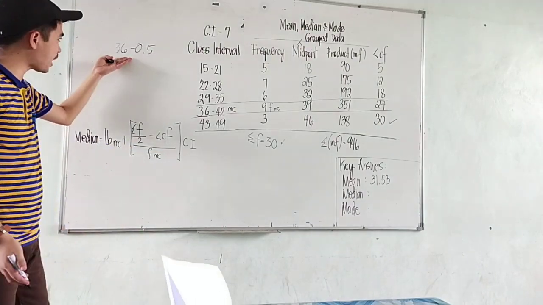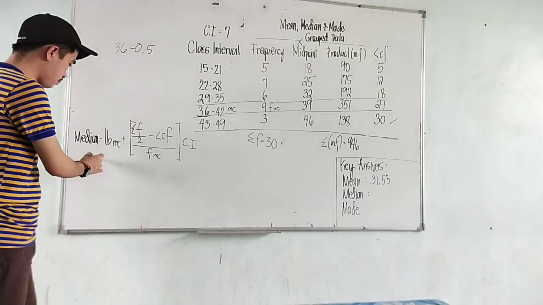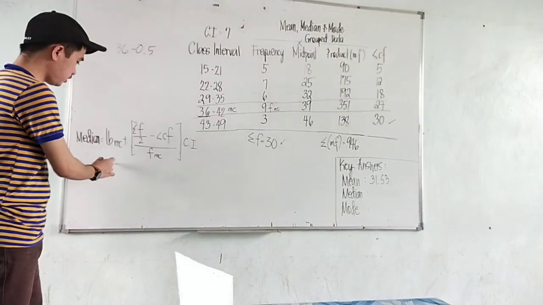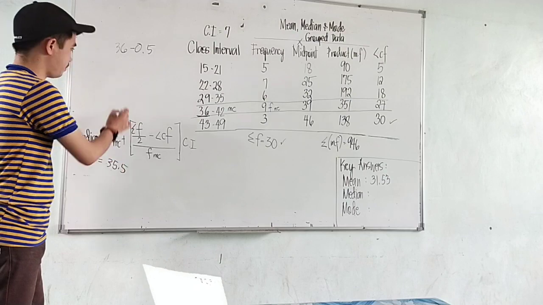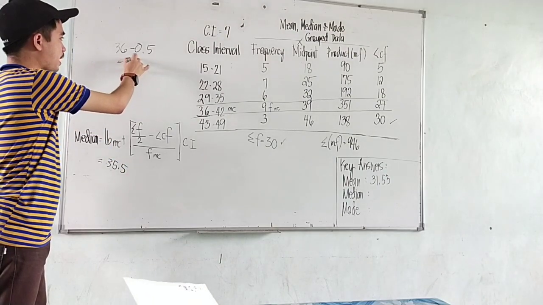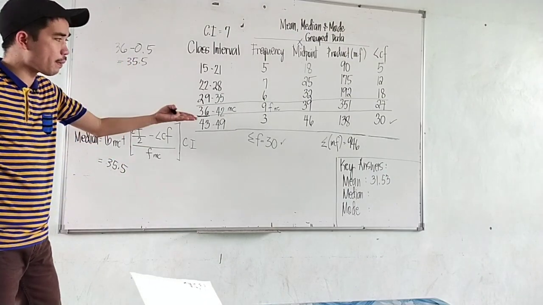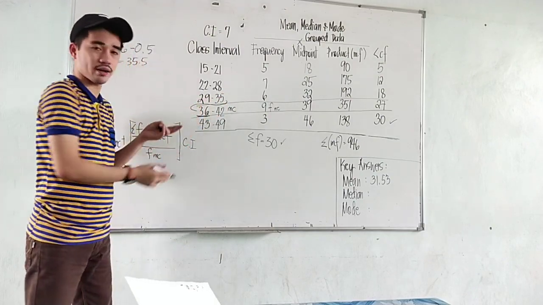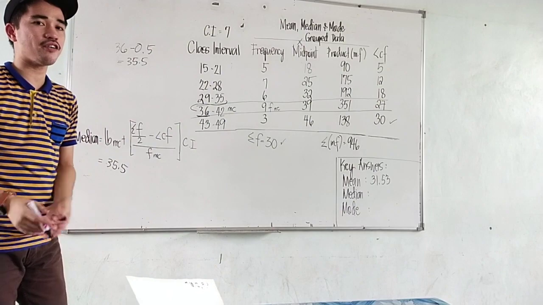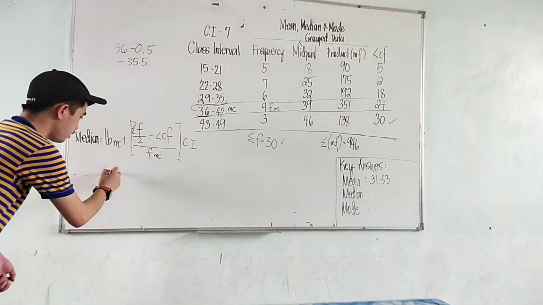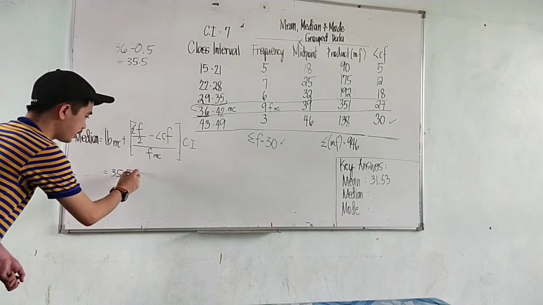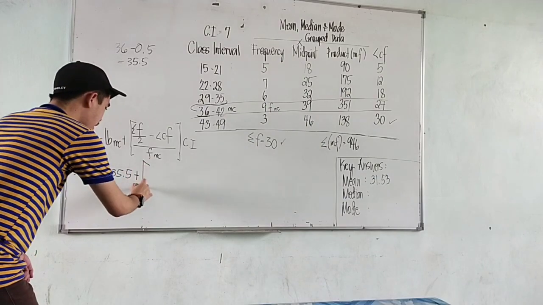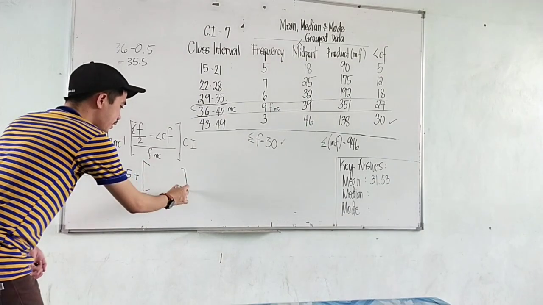Okay? So, magkuha po natin ang ating lower boundary ng median class. We have 35.5. Okay? So, we have here 35.5. Kung mapapansin niyo po, sila po yung midpoint po nung dalawa. Okay? Midpoint po ni 35 and 36. So, we have here 35.5.